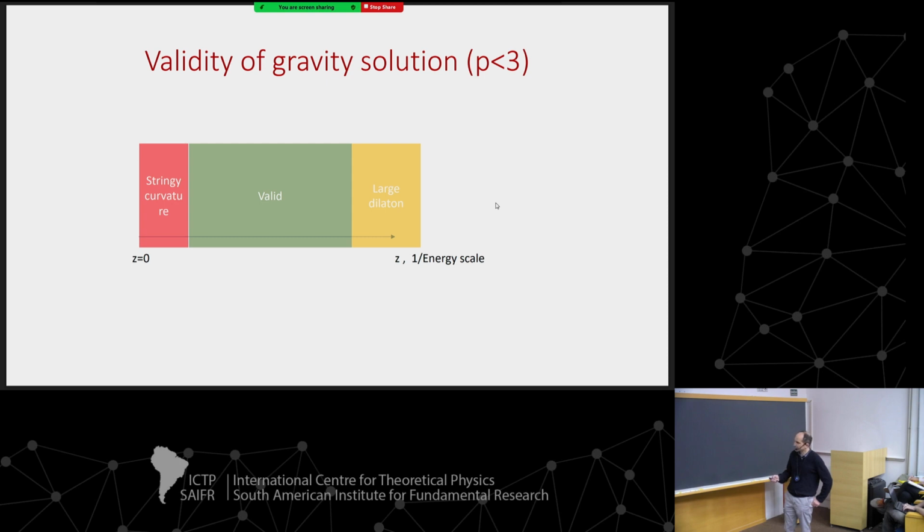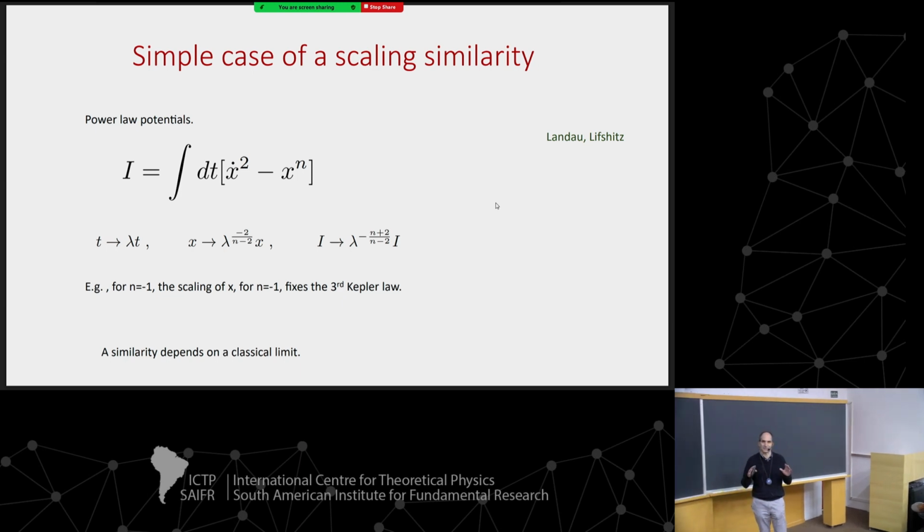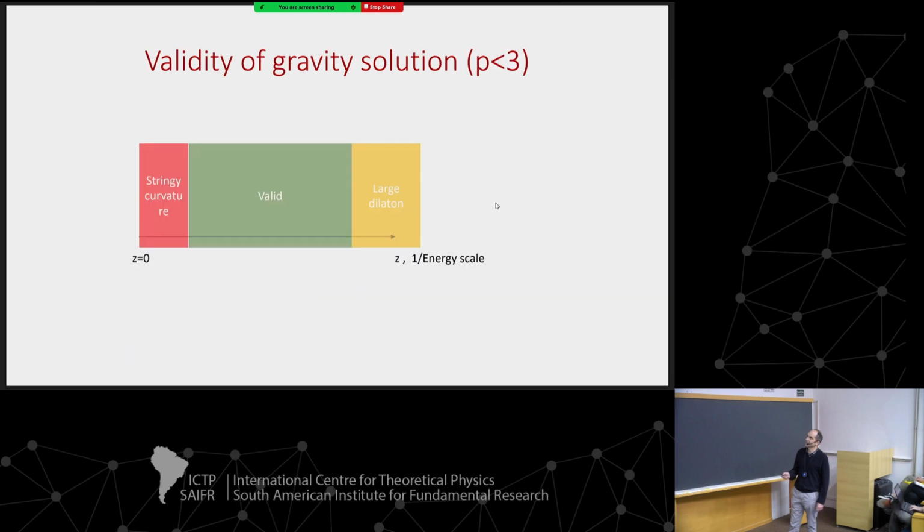Okay, I guess I should have emphasized that this notion of similarity is something that is associated to a particular classical limit. So it's a property of the classical action. If you have a quantum theory deep in the quantum regime, you can't really tell whether it does or does not have this property. But if there is a classical limit, and in the gravity case, the classical limit is the Larsen limit, then you can talk about it.